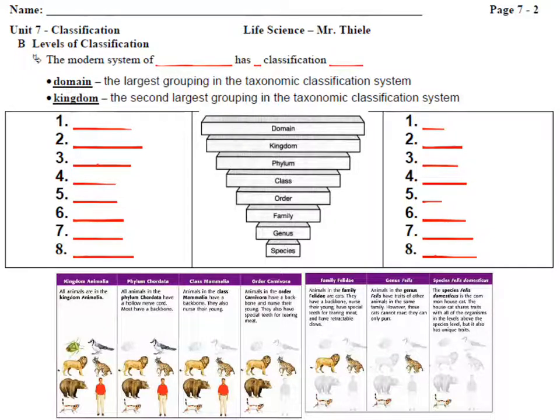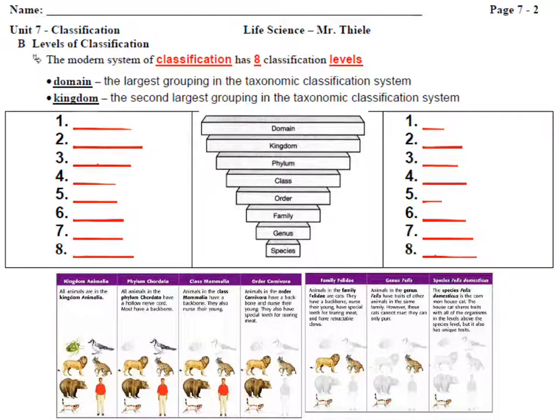All right, now here on page 2 we're going to take a look at the modern system of classification, which actually has 8 classification levels. It does include the 7 levels that were created by Linnaeus, and also an 8th level we've added. The 8th level is the domain. So just some vocabulary words here. Domain is the largest grouping in the taxonomic classification system, and right under the domain is the kingdom.